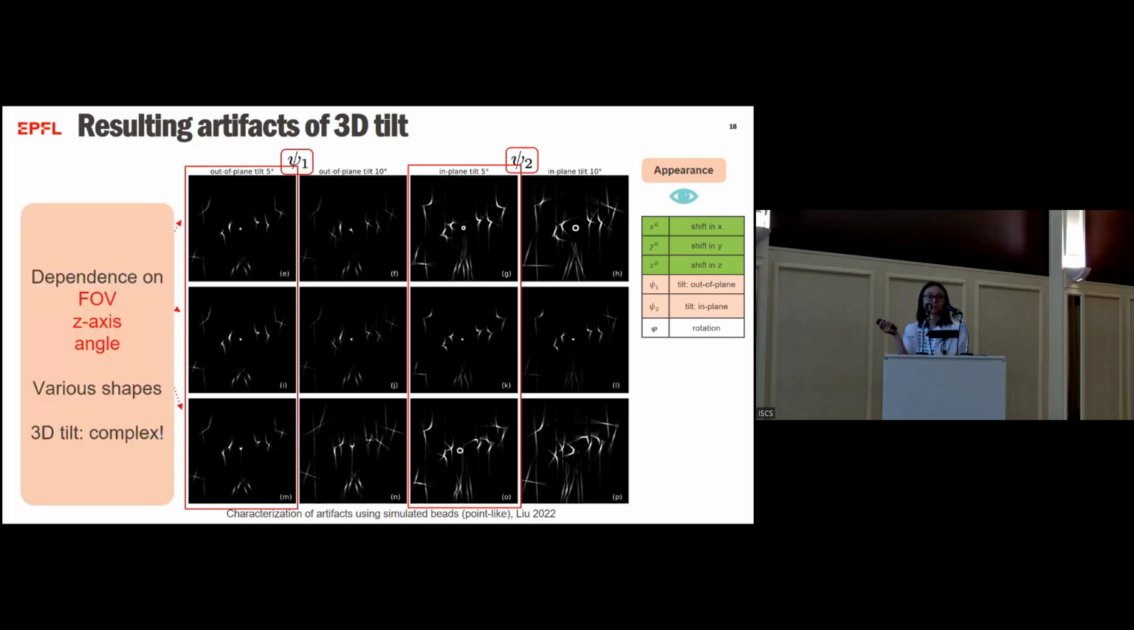And to sum up, the 3D tilt artifacts have a dependence on the location in the field of view, on the location on the z-axis, and also the rotation angle, the tilt angle. And they come in various shapes, which means the 3D tilt is a very complex problem. This motivates us to try to model it in 3D more precisely.